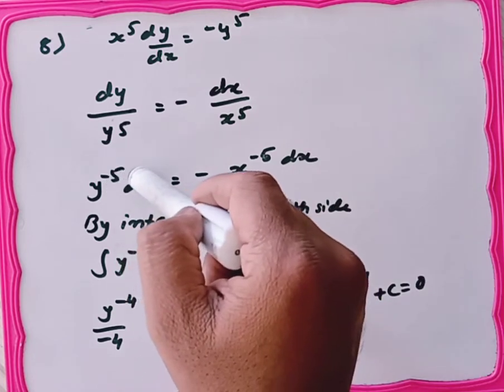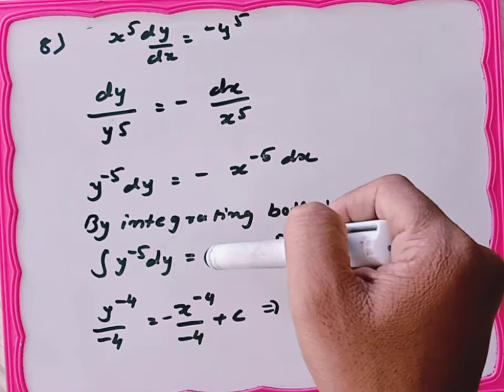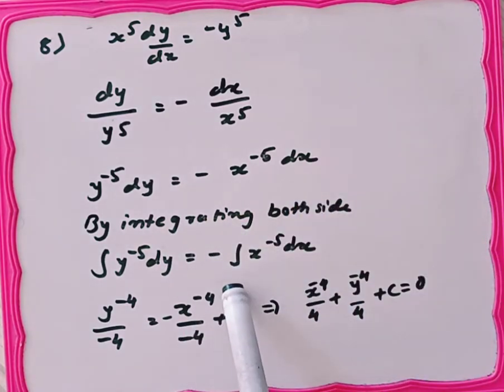By integrating both sides, we get integration y raised to minus 5 dy equals minus integration x raised to minus 5 dx. And so it will be y raised to minus 4 upon minus 4 equals minus of x raised to minus 4 upon minus 4. So minus minus cancels, so this step will be x raised to minus 4 by 4. This minus term will go to the other side, it will be y raised to minus 4 upon 4 plus x raised to minus 4 upon 4 plus c equals to 0.